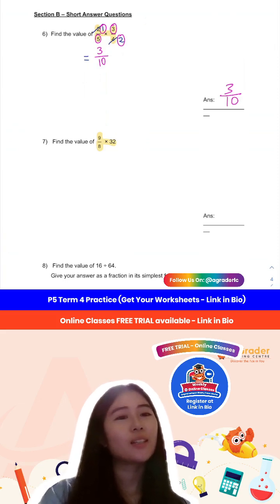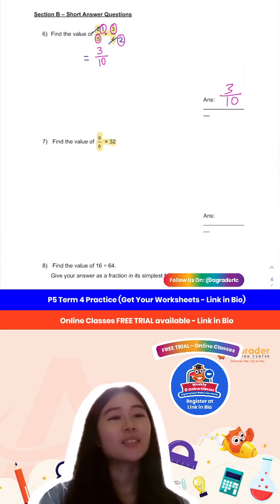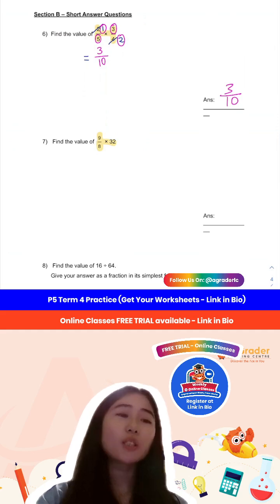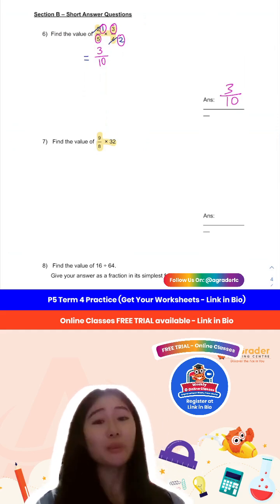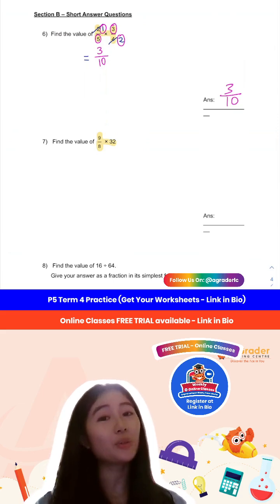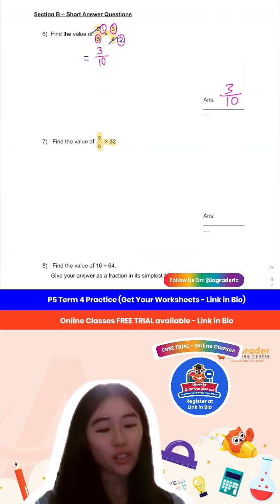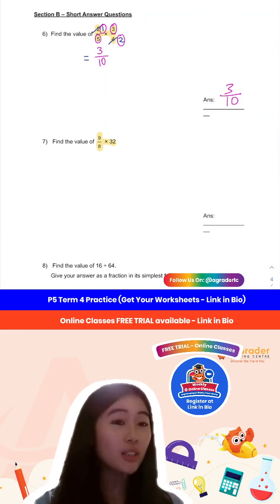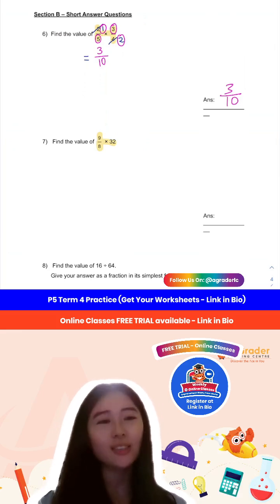Josephine asks, in real life scenario, how will you apply this multiplication of fractions question? Okay, let me think. Okay, possibly when you are, I don't know, maybe you're baking something and then you need to bake just maybe 3/4 of a portion. Okay, then you need to do some calculations.